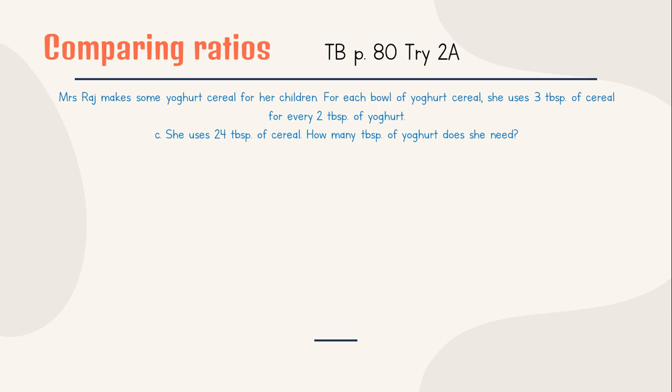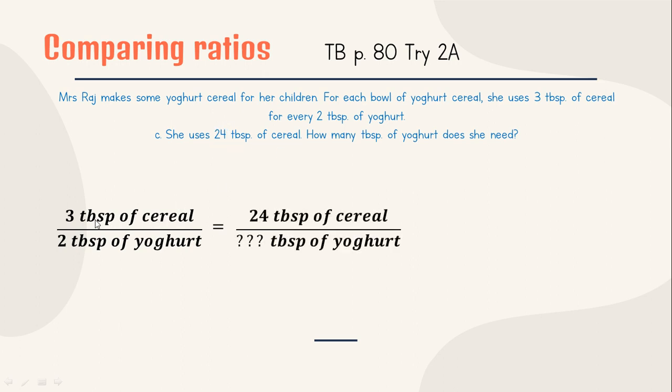She uses 24 tablespoons of cereal. How many tablespoons of yogurt does she need? So 3 tablespoons of cereal and 2 tablespoons of yogurt is for one bowl, as you can see from here. And now we know that Mrs. Roger used 24 tablespoons of cereal. So how many tablespoons of yogurt? This is what we call comparing ratio, because we compare from this to this.